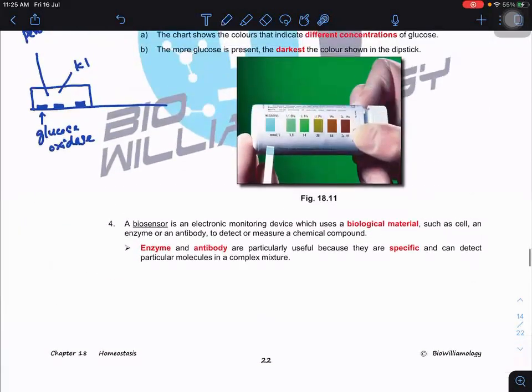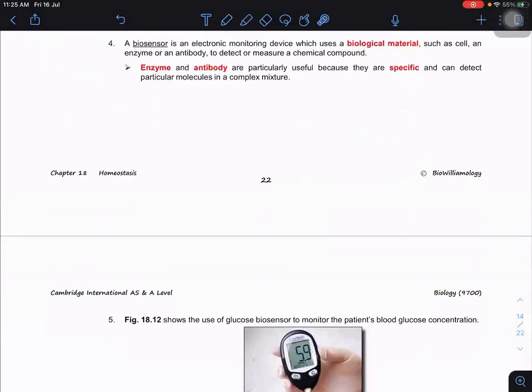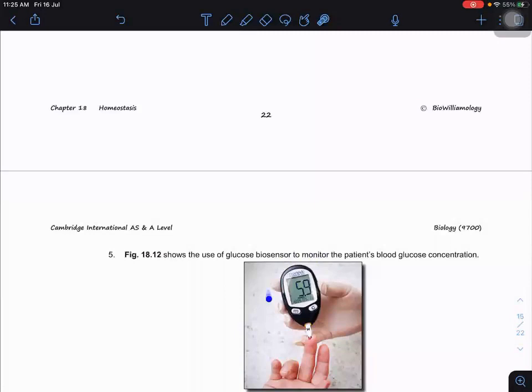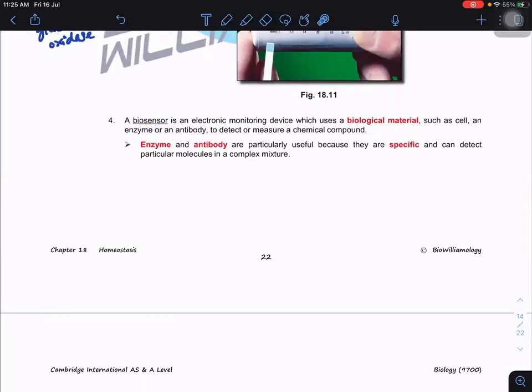Now, next, we look at the biosensor. The biosensor is a device, something like this, with something like a chip. We prick our finger, get a drop of blood, and slot it into this machine. We will be able to read the concentration of the glucose. So a biosensor is an electronic monitoring device that uses biological material, for example cells, enzyme, or antibody, to detect or measure a chemical compound. Why do we use enzyme or antibody? Because it's specific and can detect a particular molecule in a complex mixture.